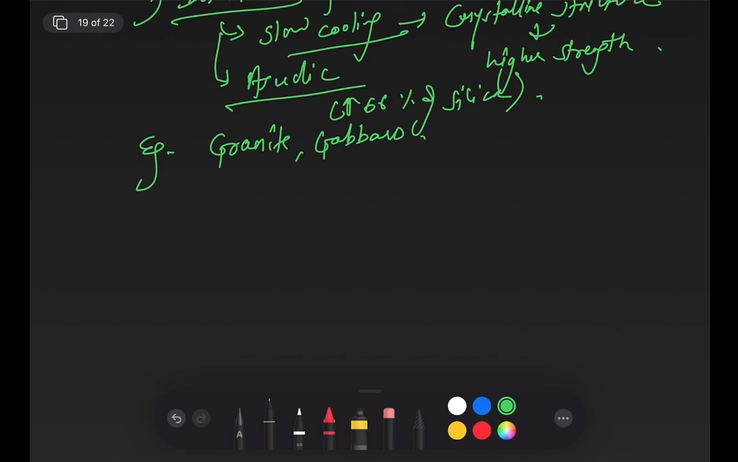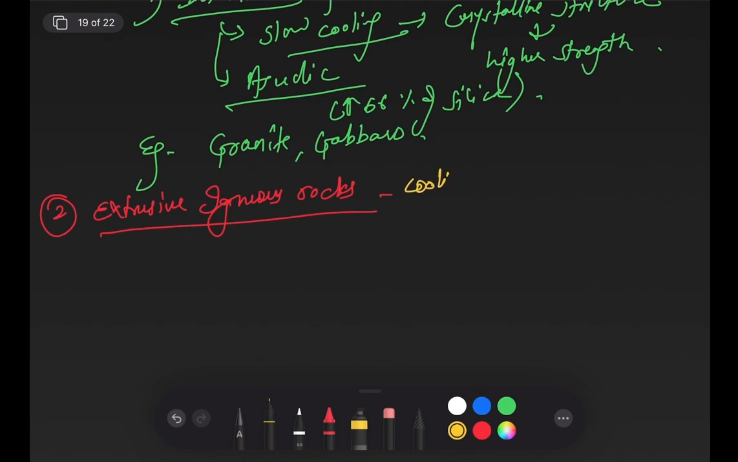Second type of rock is extrusive igneous rocks. Rocks formed due to cooling of magma above the surface.